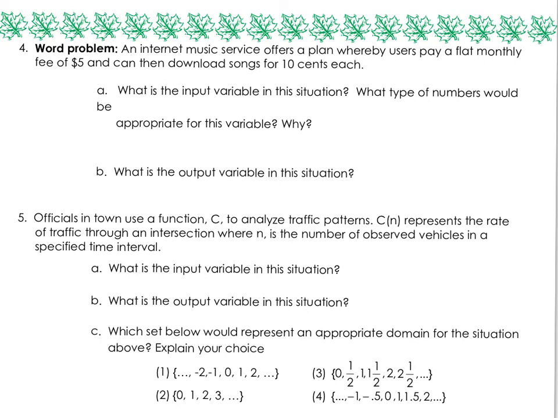We could start by writing this into an equation. To write the equation for that situation, the cost, y, would equal $5, so 5 plus 10 cents per song, so 0.10x, x representing the number of songs, 10 cents for every song. What is the input value in this situation, and what type of number would be appropriate for this variable, and why? The input is the number of songs. I'm going to leave what type of numbers and why you think that for you. The output, though, would be the cost. So just being able to identify the inputs and outputs, and then we can answer the follow-up questions.